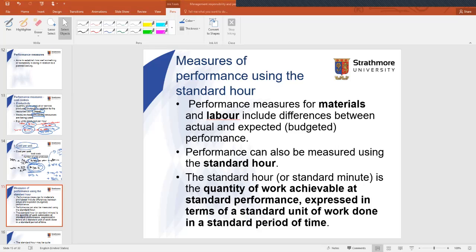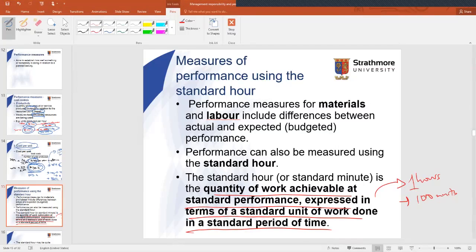And the hours, which I think you have mentioned, are the quantity of work achieved at a standard performance, expressed in terms of standard units of work done in a standard period of time. So you may want to explain that, for instance, within 1 hour, how many units should this particular worker be making per hour? If the conditions are good, they ought to be making, for example, 100 units. This is the standard.